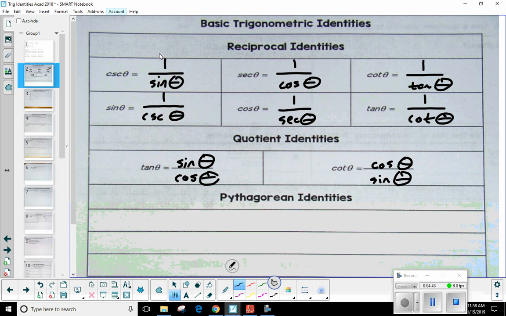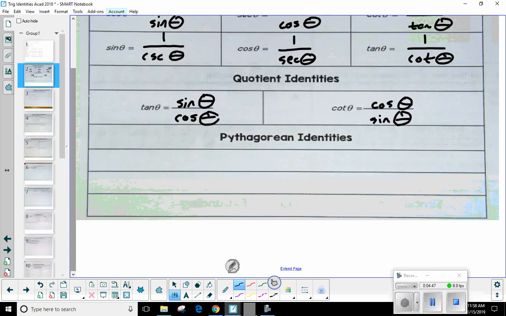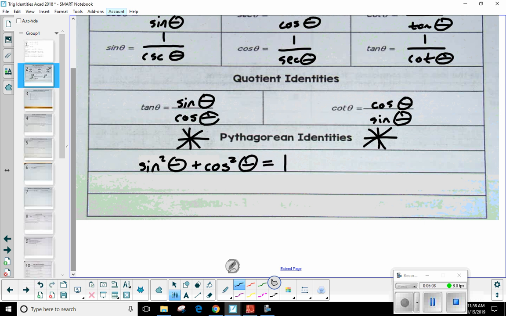Okay, we're going to get to plenty of examples. Right now we're just listing all these identities. Now these are the biggest ones, the Pythagorean identities. More than anything else, these are going to show up a lot, and there's only 3 of them. So the first one, and probably the most common, is this one right here, sine squared of theta plus cosine squared of theta is equal to 1.